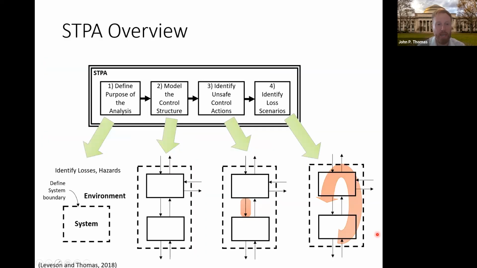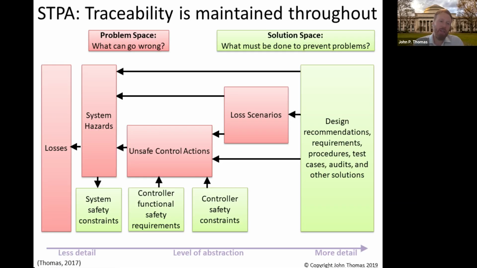All right, that's STPA at the 10,000 foot level. Traceability is maintained throughout. I'll show you that in a little bit. All of these artifacts from STPA are traceable all the way up to the losses that we started with. Remember, those losses were not all as important as each other. We might talk about rating severity of losses. That means every single result, all of the requirements, all the scenarios, all of the unsafe control actions are going to be prioritized based on the losses that they lead to. All right.